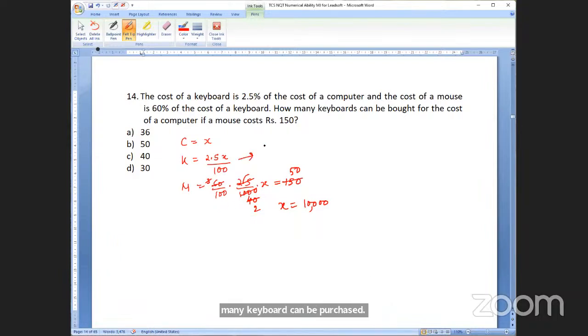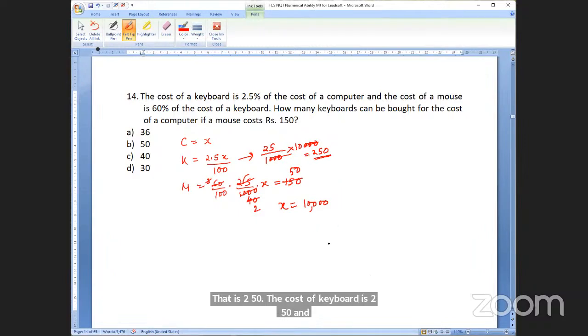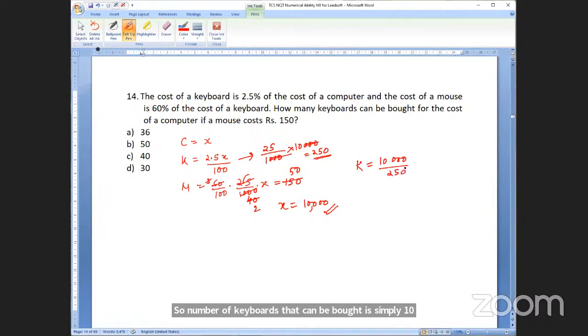Now, price of keyboard is 2.5, that is 25 by 1,000 into 10,000. 3 zeros gone. That is 250 rupees. So cost of keyboard is 250 rupees. And now they are asking for 10,000 rupees, how many keyboards which cost 250 rupees can be bought? So number of keyboards that can be bought is simply 10,000 divided by 250. That is 40. We can buy 40 keyboards for the price of one computer. Option C should be the pick.